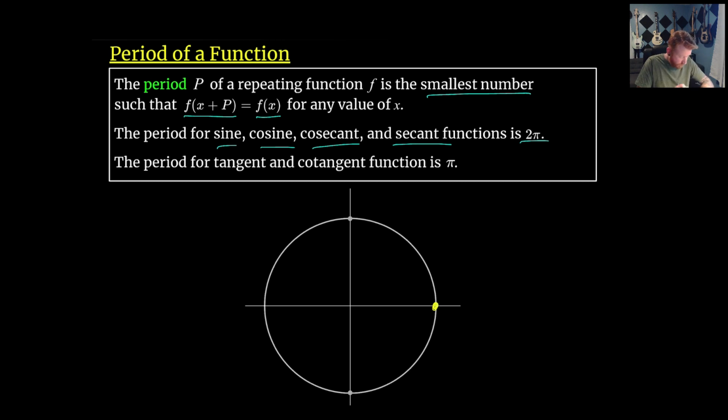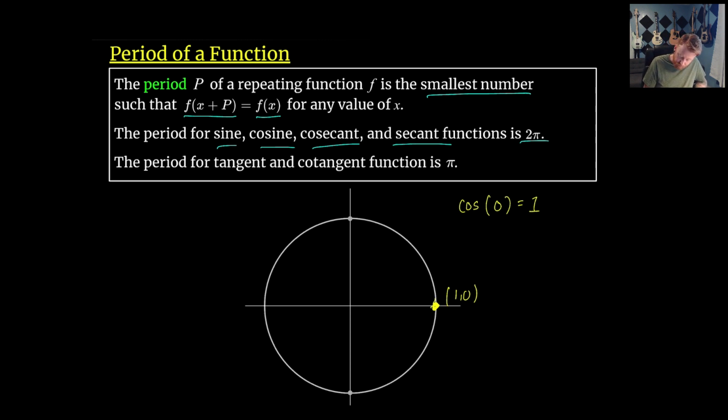So I'm going to start with cosine. If I think about the cosine at 0, that is equal to 1. So this is the point (1, 0) here. The cosine of 0 is equal to 1. So let's think about when the cosine would be 1 again.